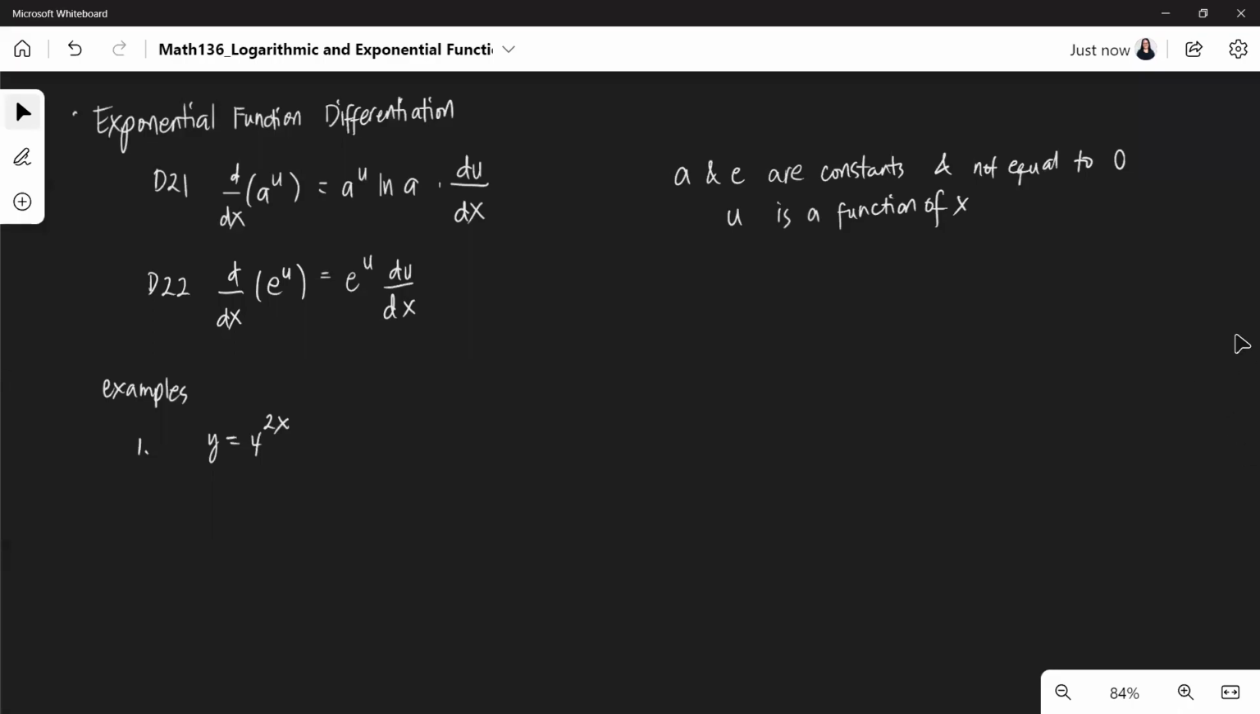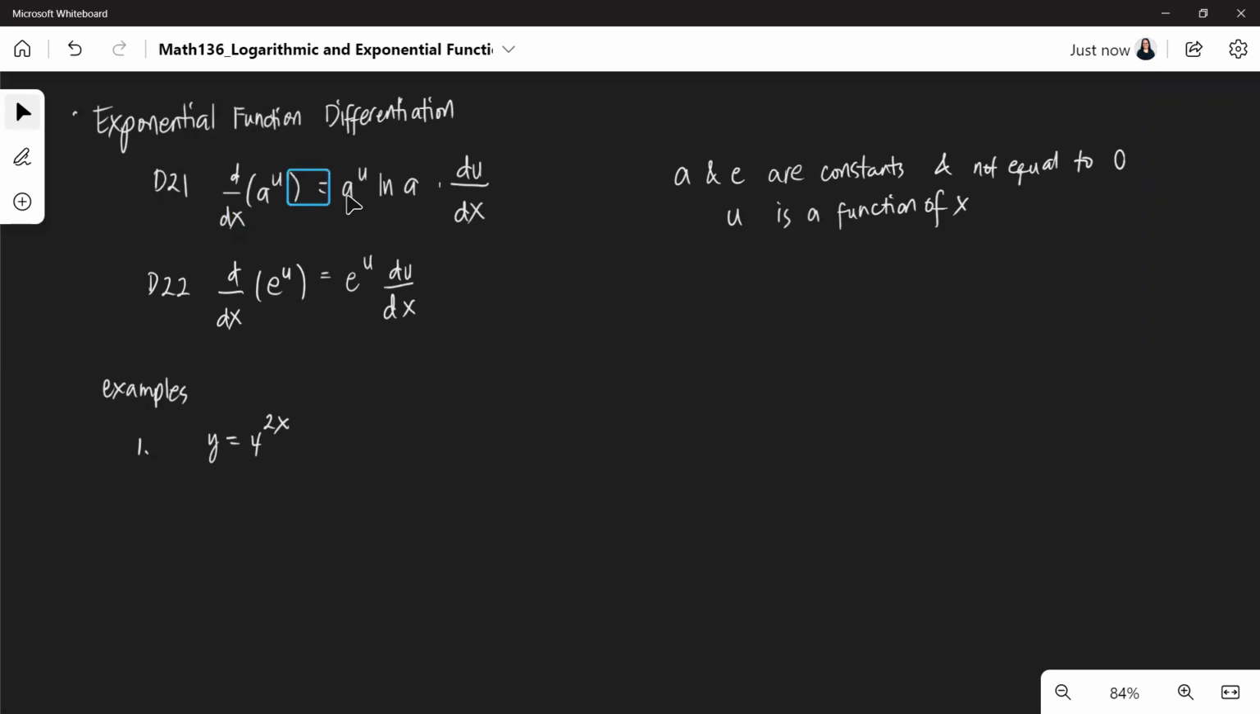So the last set of exponential, or rather transcendental function differentiation formulas. So you have exponential function differentiation. Okay. So if we have a constant raised to the power of a function of x, so a raised to the power of u, take note, a is a constant and u is a function of x.